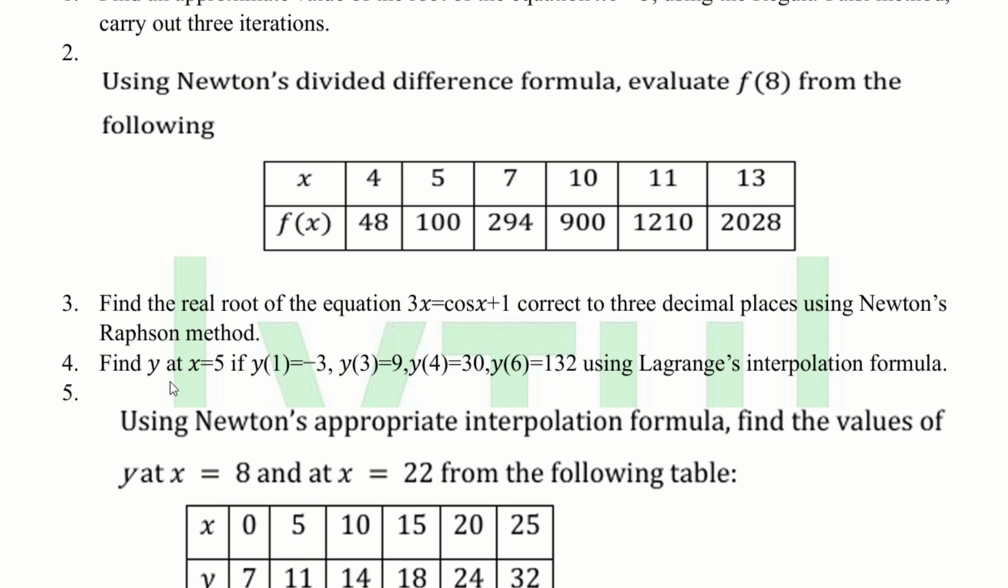And the fourth question is find y at x = 5 if y(1) = -3, y(3) = 9, y(4) = 30, y(6) = 132 using the Lagrange interpolation formula.